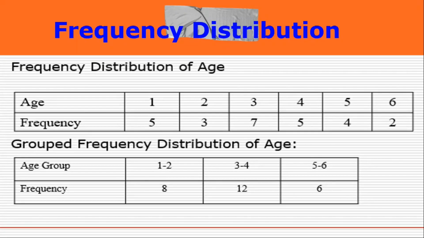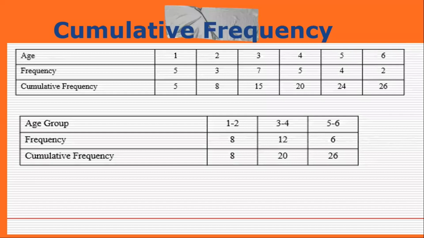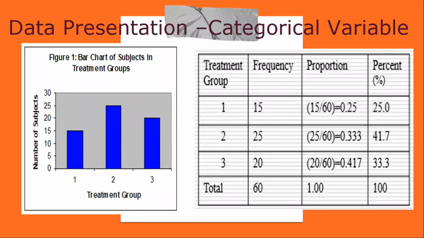Frequency distribution. Consider a data set of 26 children of ages 1 to 6 years. Then the frequency distribution of variable age can be tabulated as follows. Cumulative frequency. Cumulative frequency of the data that we showed you earlier is in the tables. Data presentation. There are two types of statistical presentation of data, graphical and numerical.